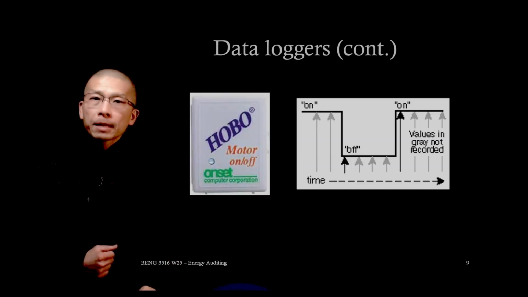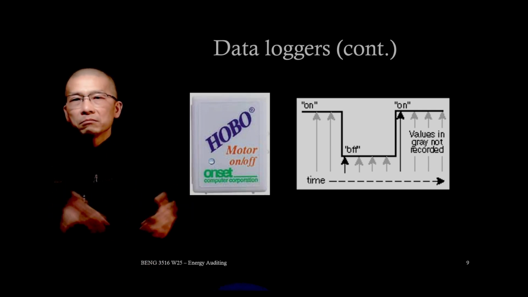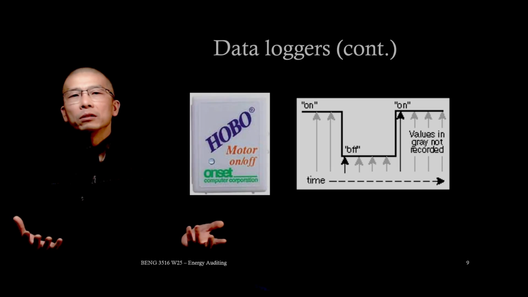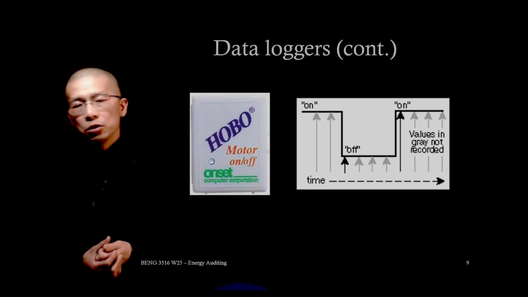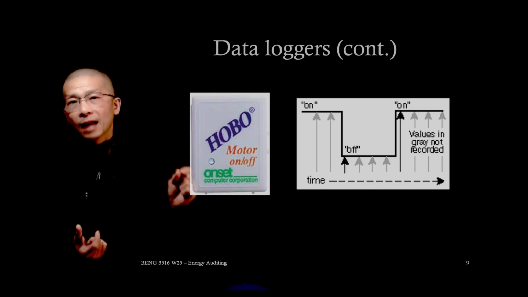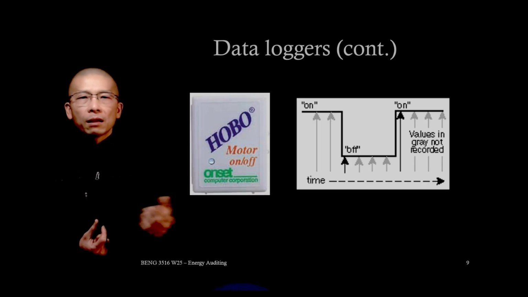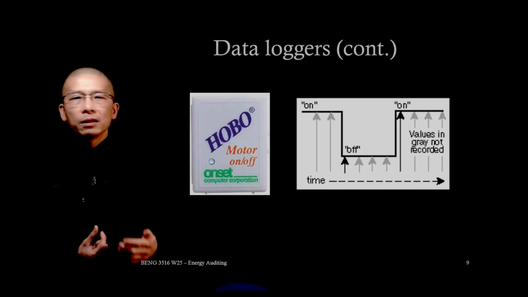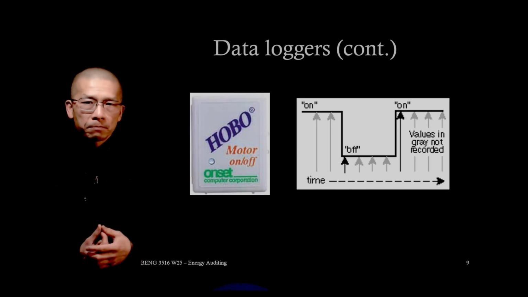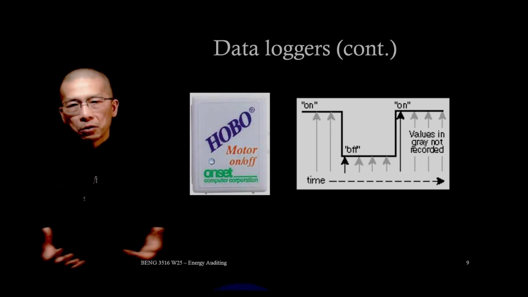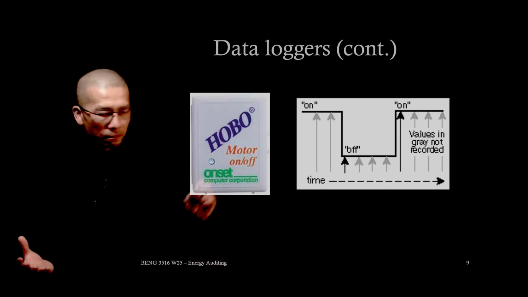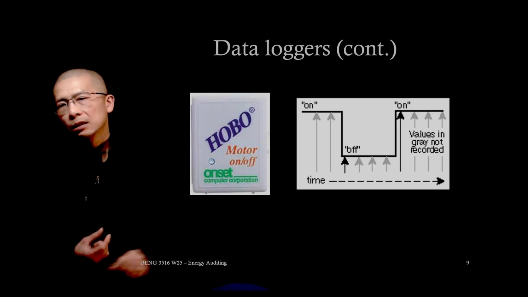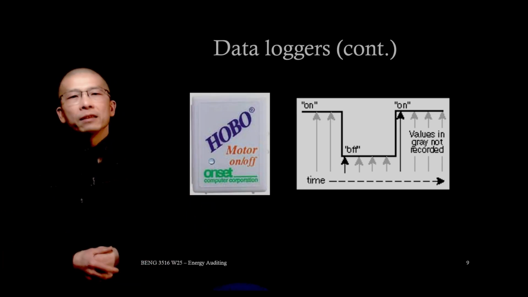Okay. This slide shows a motor on-off logger. It uses a magnetic field to detect if a motor is running, and it can record temperature, runtime, power, and events continuously. They are battery powered, inexpensive, and can be critical for identifying schedules, cycles, and operational inefficiencies.